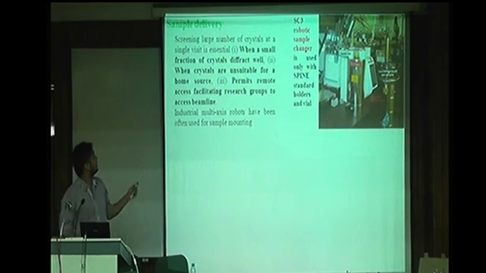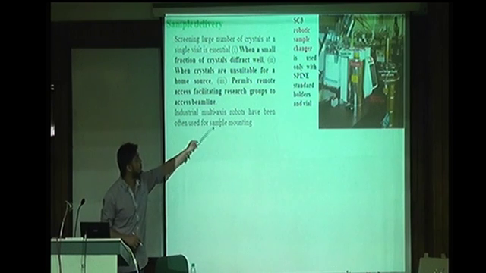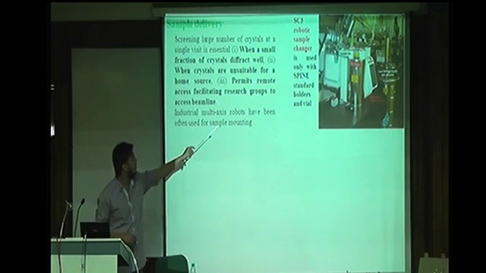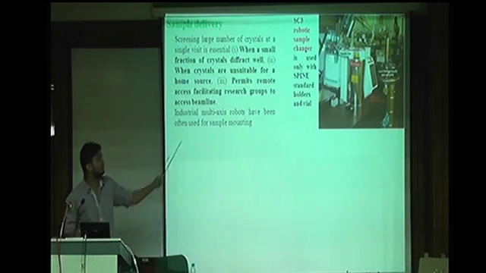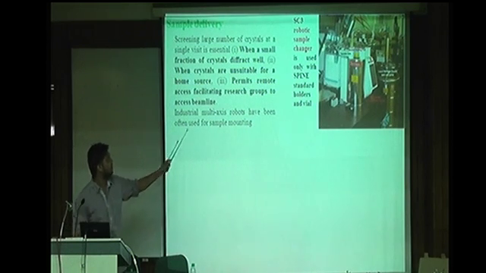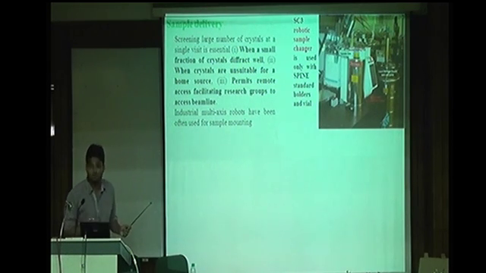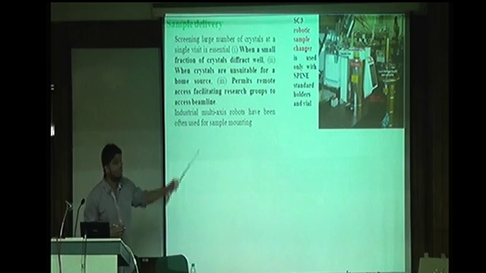So next is sample delivery. This is an SC3 robotic sample changer, which was developed as an outcome of SPINE, a European proteomics project, with standard holders and vials.